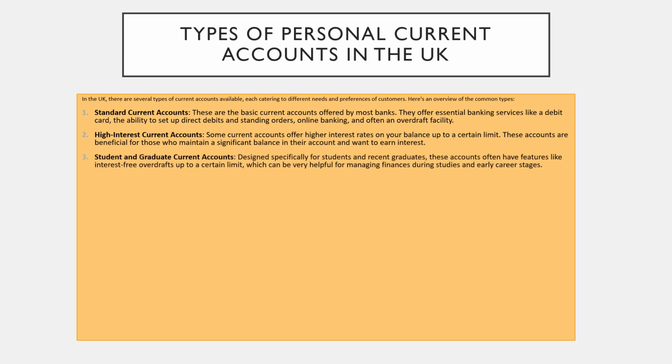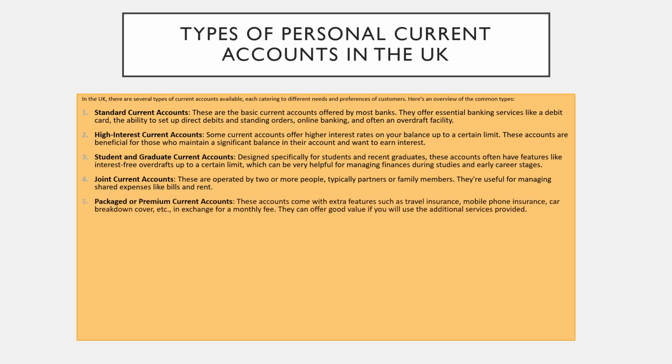Next up is a student and graduate current account, designed specifically obviously for students and recent graduates, and these accounts often have features like an interest-free overdraft up to a certain amount. Next up, a joint current account, so I mentioned that already, and these are operated by two or more people, typically partners or family members, and they're useful for managing shared expenses like bills and rent.